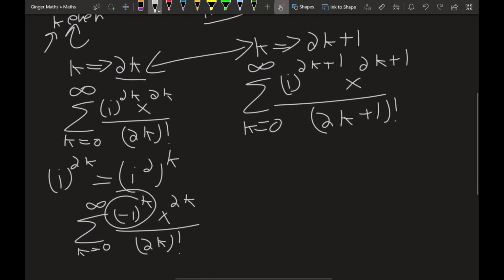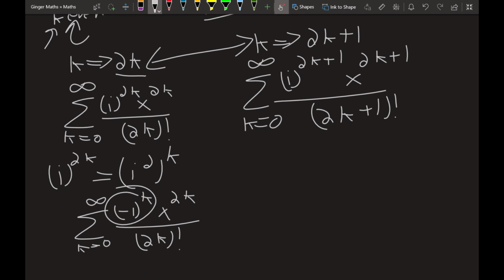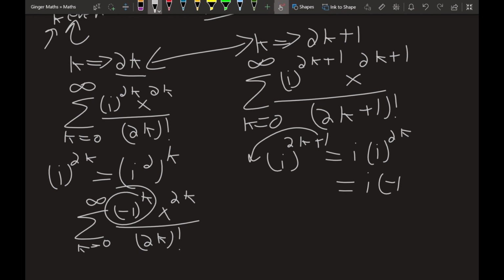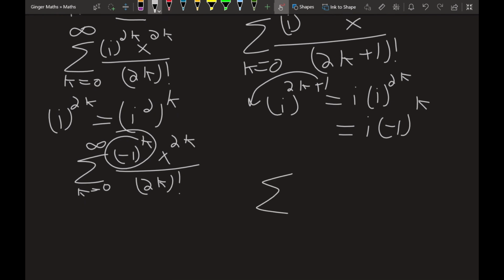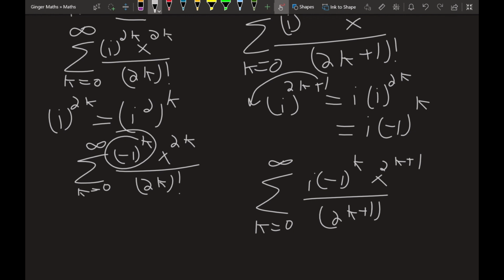And again, we're just going to simplify the i to the 2k plus 1 term. By properties of exponents, we can just bring this 1 down and make that an i. So we're going to have an i times our i to the 2k. But we already figured that out. That's just i times -1 to the k. Meaning that we can express this as our sum from k equals 0 to infinity of an i out front, but then we're going to have our -1 to the k times x to the 2k plus 1 over 2k plus 1 factorial.